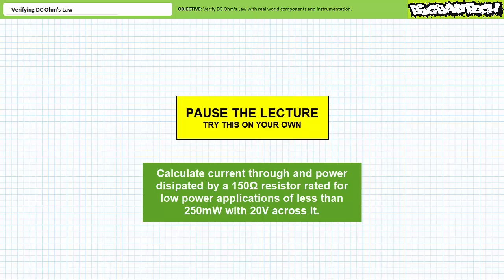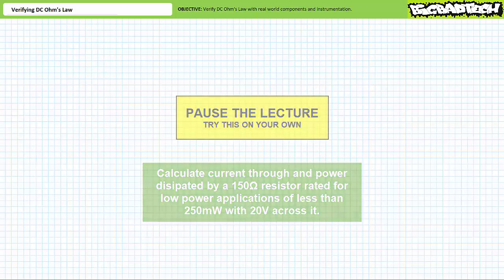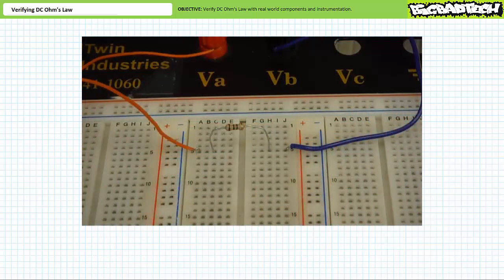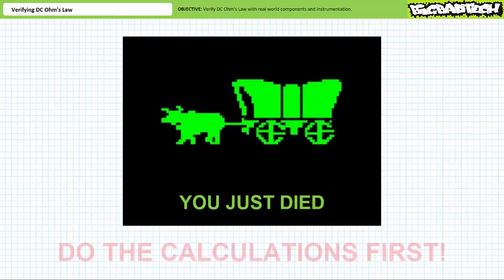If you're tracking, you should be able to predict what's about to happen. When we turn on the power supply, the resistor quickly begins to smoke, the paint turns an ugly shade of brown, then black. If I left it here long enough, it would probably catch fire and melt. My question to you is this. Did you do the calculations like I asked? If not, you just died.